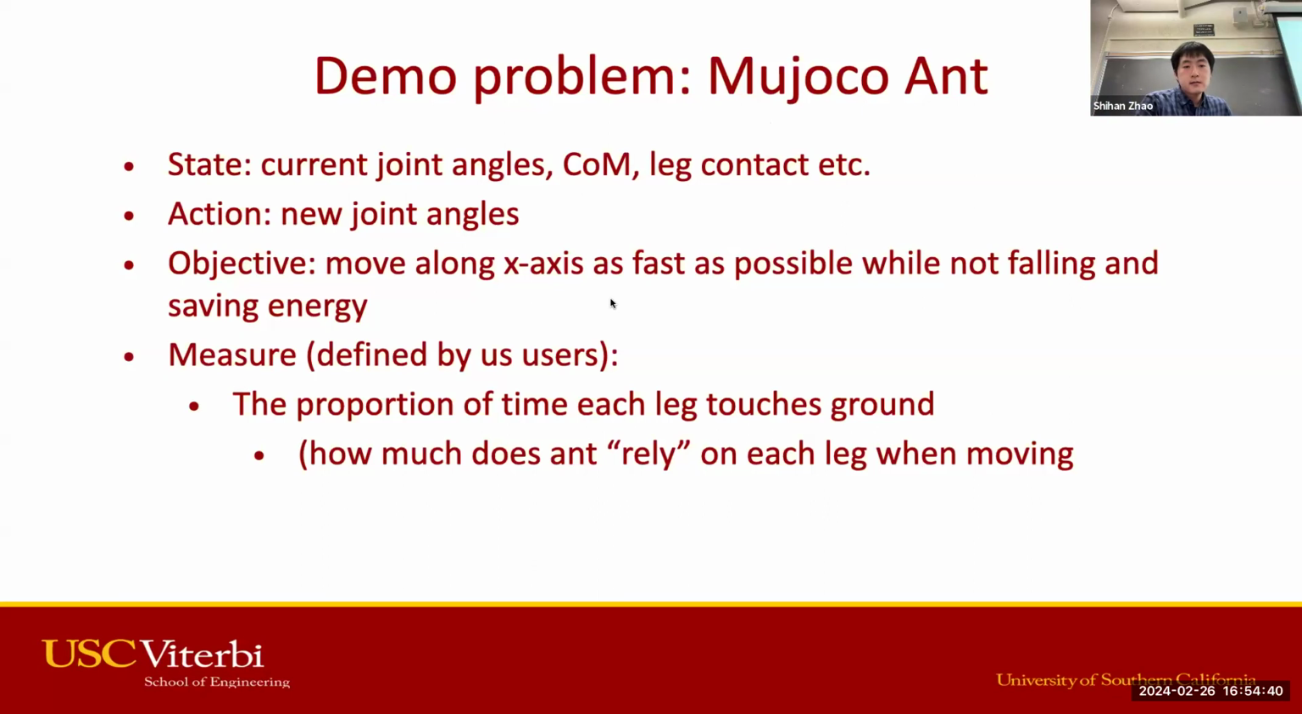In this case, our user-defined measures, there are 4 of them, are the proportion of time each leg touches the ground. So you can think of it as a kind of leg utilization defining feature. If we have one leg always touching the ground, then it's probably an indication that we don't use this leg a lot. It's just dragging behind. Yeah, so something like that.